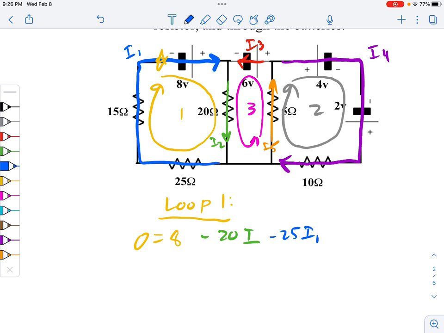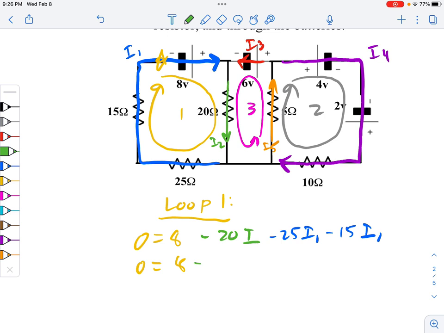Okay, and then, what is that, 15. So 15 I1, and then I'm back to the star. So if I do a quick mental check here: 1 component, 2 components, 3 components, 4 components, and 1, 2, 3, 4 terms in my equation.